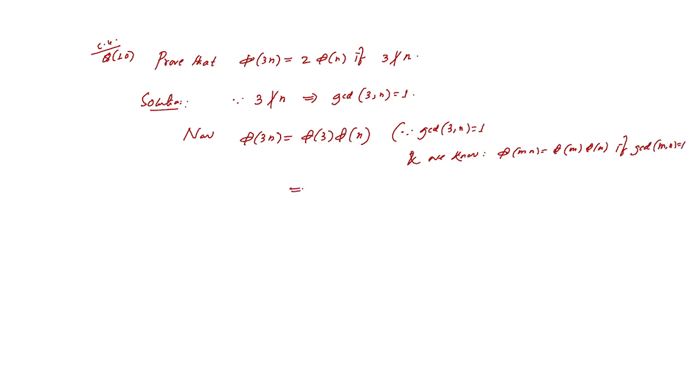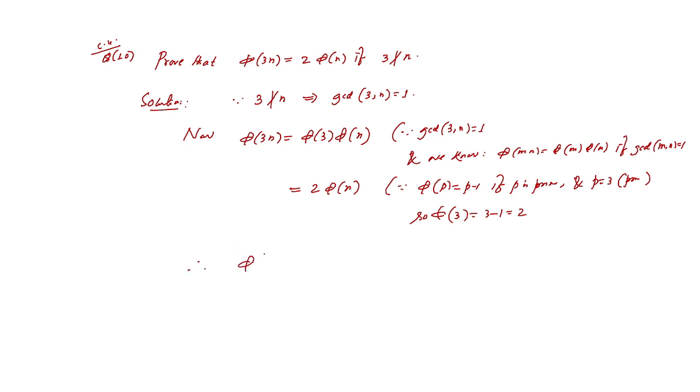So that means phi of 3 is 2, so 2 into phi n. Why? Because we know phi p equals p minus 1 if p is prime. If we take p equals 3, this is also a prime number. So phi of 3 will be 3 minus 1, which is 2. So what we get? Phi of 3n is basically 2 phi n if 3 does not divide n. Okay.